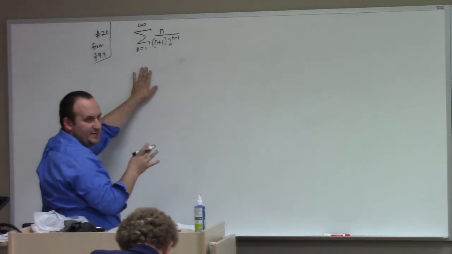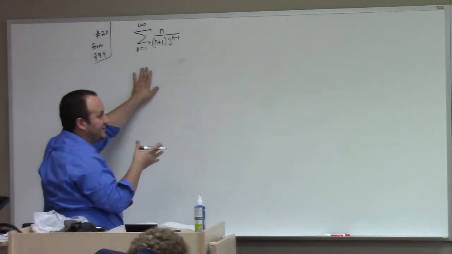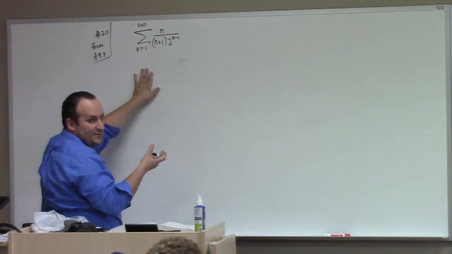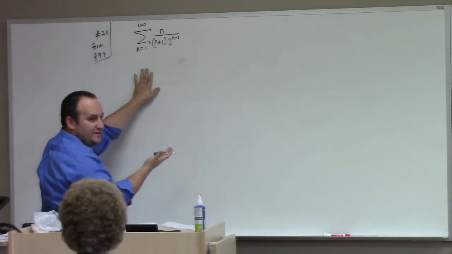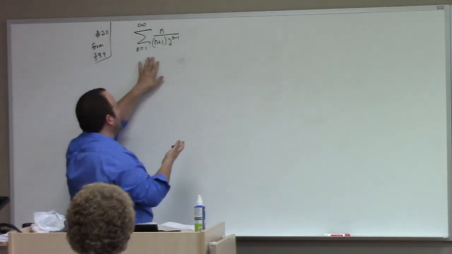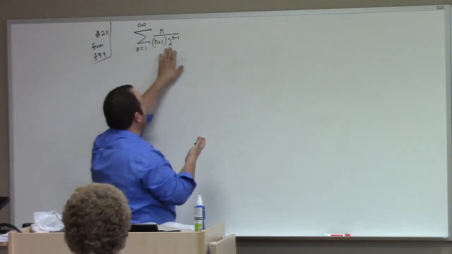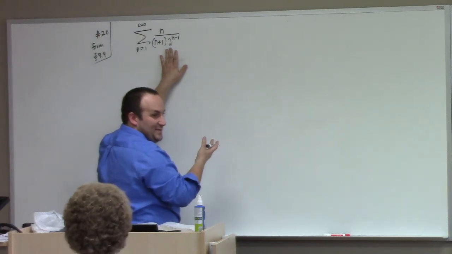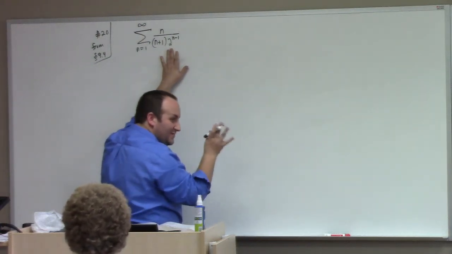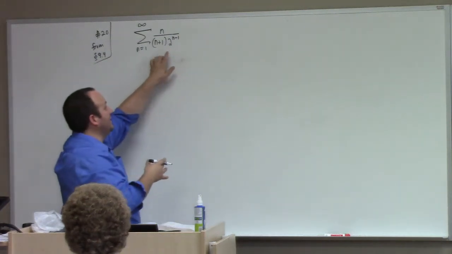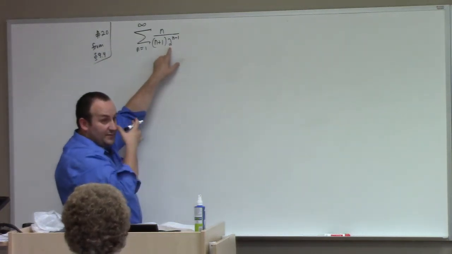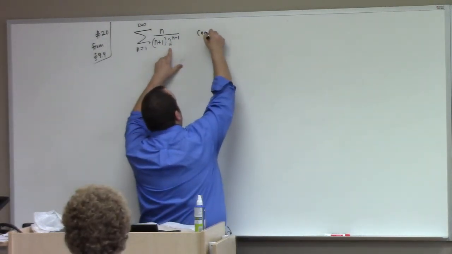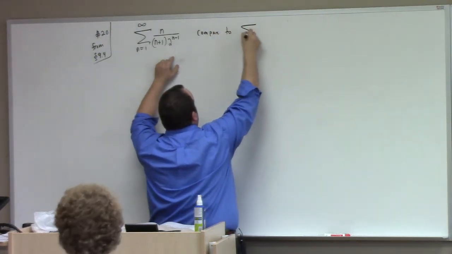For n really, really big, what's the major player in this series? If n is like 1,000,000, the n and the n plus 1, what are those? There's like 1,000,000 over 1,000,001. So it's essentially 1. So the dominant feature of this is this 1 over 2 to the 999,999 power. That's the main event here. The other thing is really, really close to 1. So this is pretty much dominated by the behavior of the 2 to the n minus 1. So that's why he says compare to this guy.